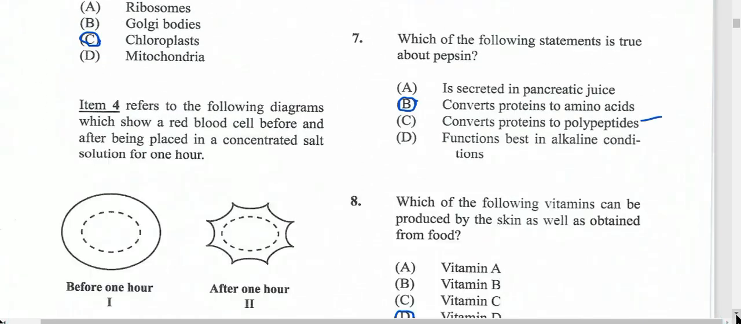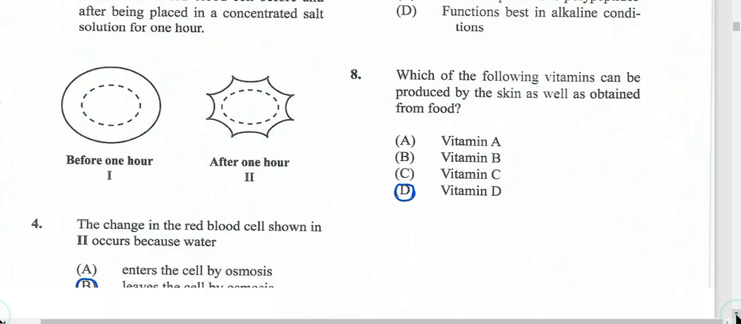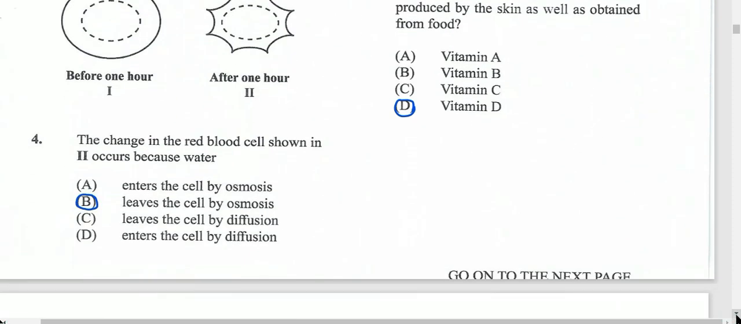Question number 4 refers to the following diagram, which shows a red blood cell before and after being placed in a concentrated salt solution for 1 hour. The blood cell being placed in salt solution is going to be losing water. So the question is, the change in the blood cell shown in 2 occurs because water leaves the cell by osmosis. If it's water moving, it's going to be osmosis, and you've seen there that the cell has shrunken, so it means that the water left the cell by osmosis. So our answer here for 4 is going to be B.